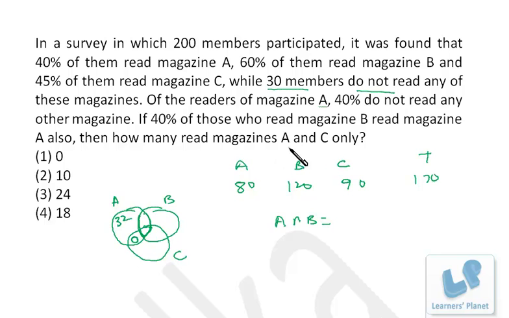How many read magazines A and C only? That means we are asked about this portion, and that's 0. It's as simple as that. Okay.